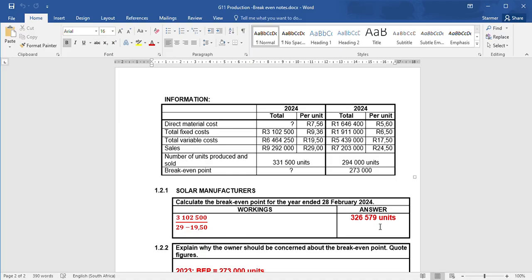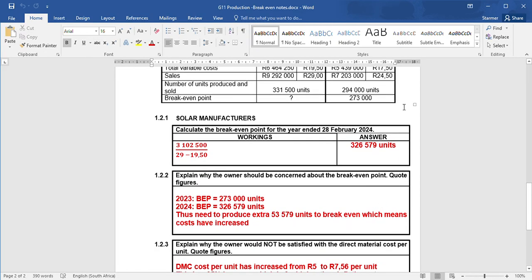Right, then explain why the owner should be concerned about the break-even point figures. If you look here, your break-even point last year was 273,000. That's how many units we needed to produce to break even. This year, we need to produce 326,579 units just to break even. So that's going to mean that we need to make an extra 53,579 units just to break even, which means your costs must have increased.